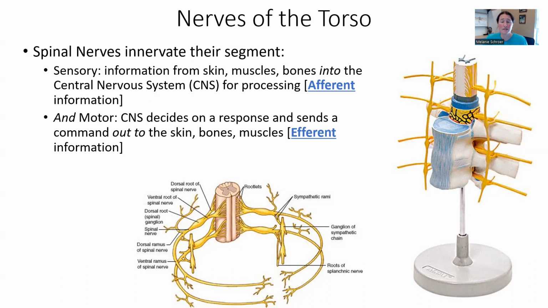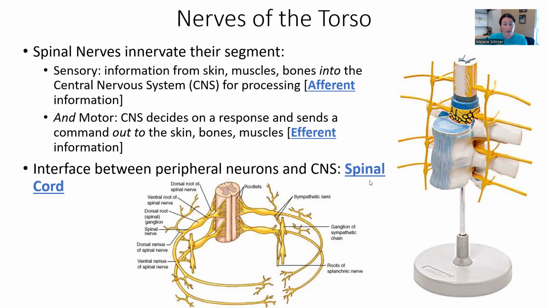Okay, so this information is called motor information. It's also called efferent information. So efferent information exits, afferent approaches, it enters the central nervous system. Okay. The interface between sensory neurons and motor neurons occurs within the central nervous system. This includes both the spinal cord and the brain. Okay, so in the region that we're talking about, the spinal cord.